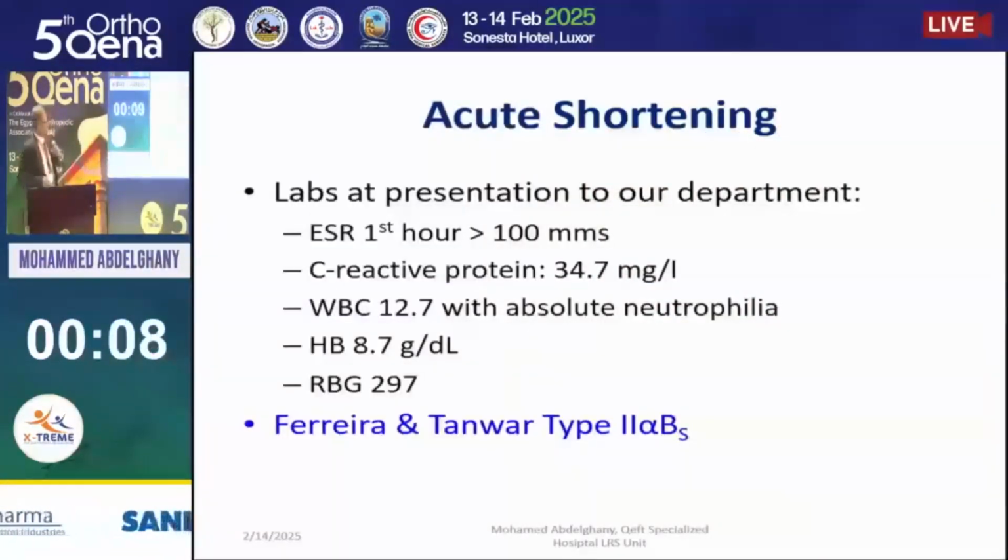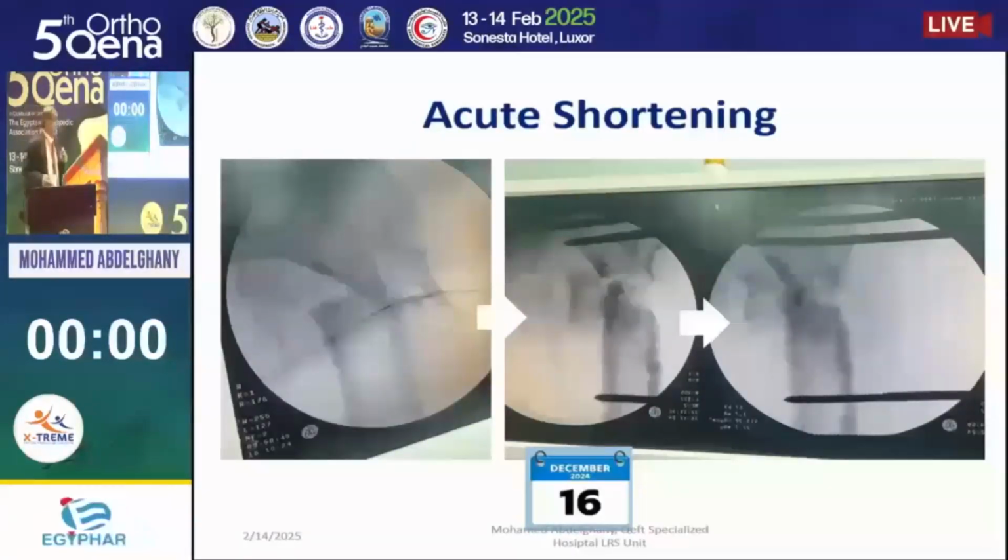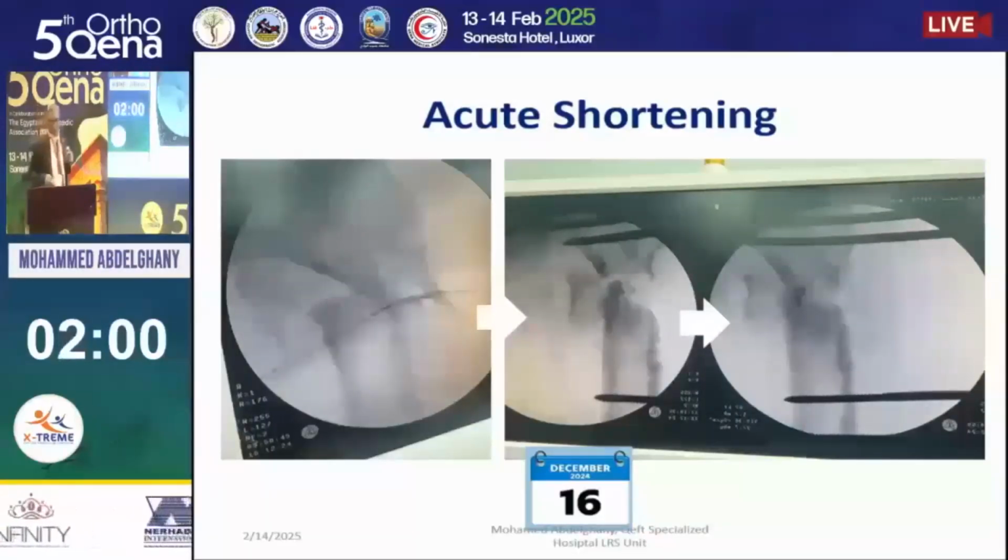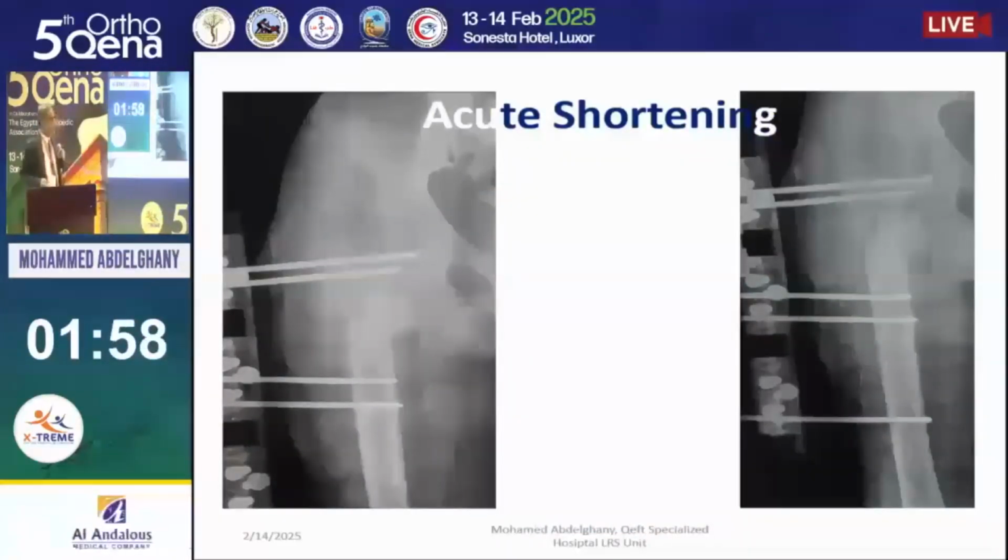The labs showed infection, anemia, and elevated blood glucose. These are the intraoperative C-arm images. And this is a follow-up picture.